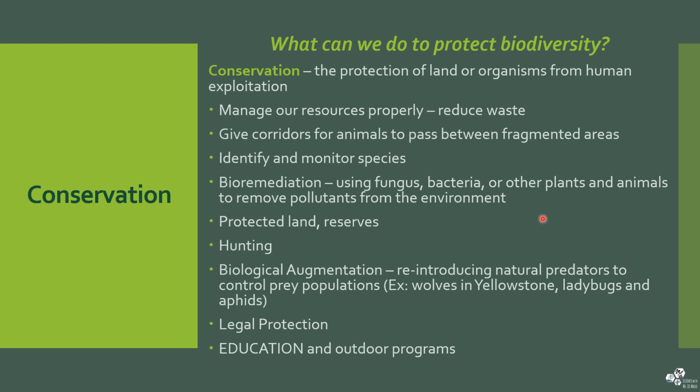The identification and monitoring of species is a really big one because we can see what changes that we implement are helping versus hurting. We can do that bioremediation to remove pollutants, protect land by creating reserves. Hunting is also an interesting way that you can conserve. If you're having issues with too many predators in an area or too many prey species that's leading to imbalances that's destroying the ecosystem, you can actually allow hunting of that species. Another way is to actually earn money by allowing people to hunt certain animals.